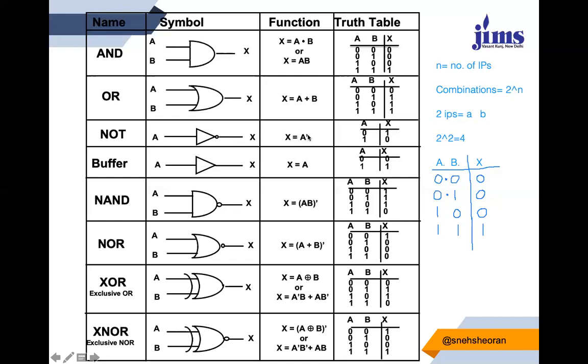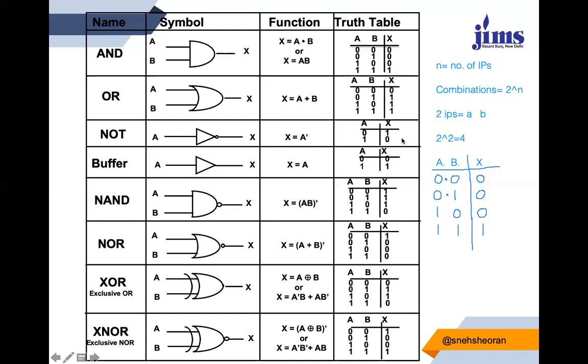You can see a dash here, the apostrophe sign. So you can write it as A bar, or you can also write it as A dash. So this represents your function. When it comes to the truth table, since it has only one input A, following the formula for n inputs, the combinations are 2 raised to power n.